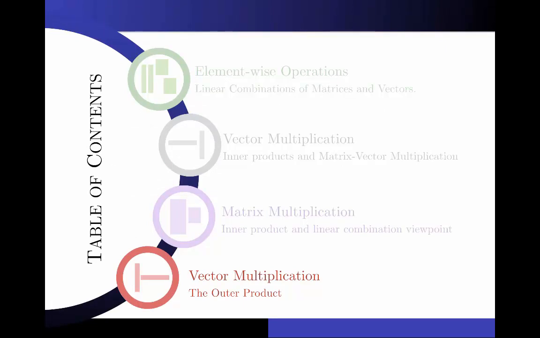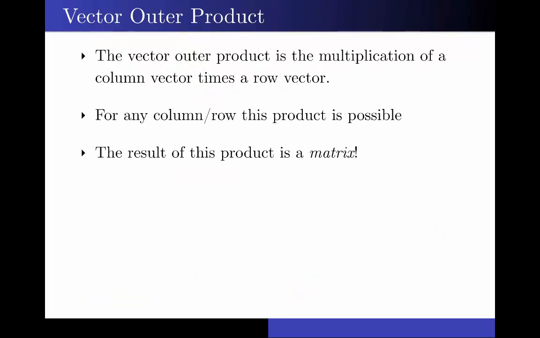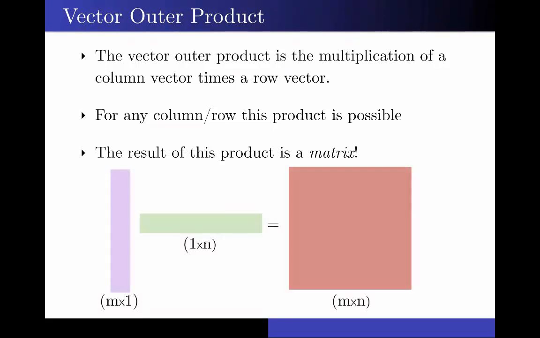The final type of multiplication we'll cover is the vector outer product. The vector outer product is when we multiply a column vector times a row vector. And for any column and row, this product is possible. And the result of the product is a matrix. So again, it's always possible because a column times a row will always have the inner dimensions agreeing because they're 1. And so the result will be a matrix. It will be the number of rows in the column vector and the number of columns in the row vector.